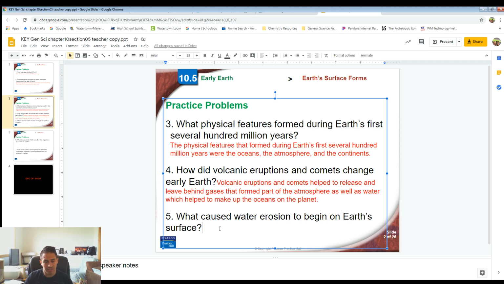And as it rained, all that water then trickled over the land and ran over the land, which then caused a lot of erosion, and that water to dissolve a lot of minerals and rocks and stuff like that, and start to erode Earth's surface. So we're going to say something along those lines.